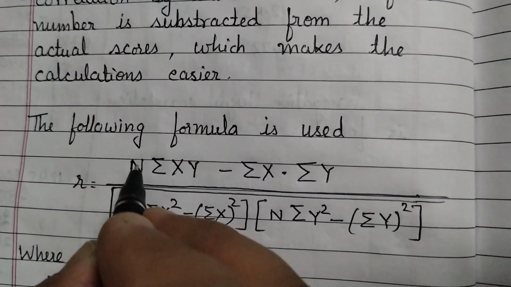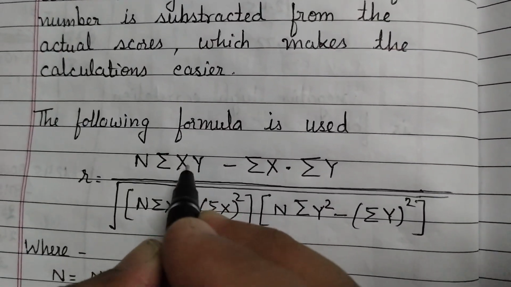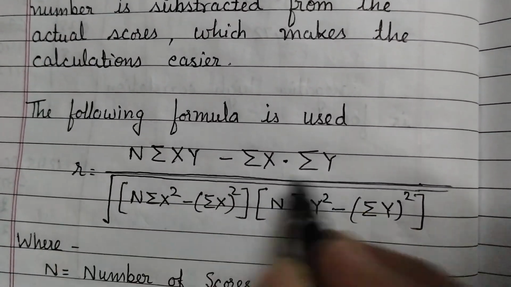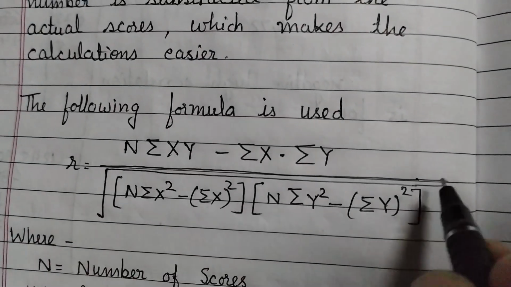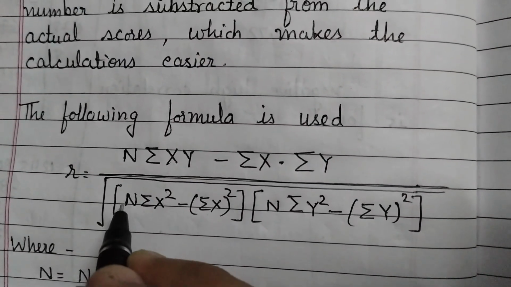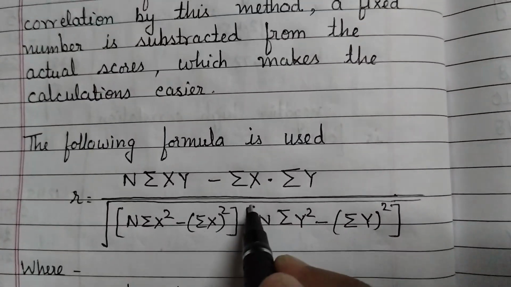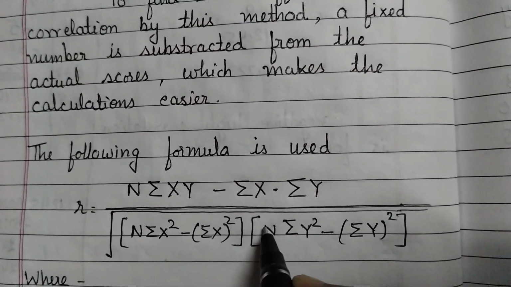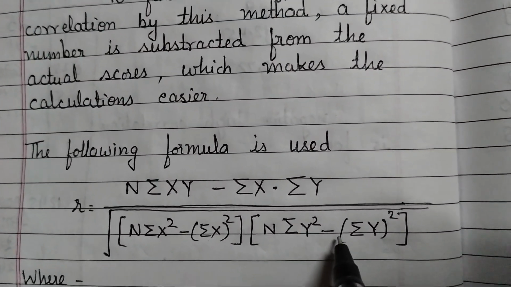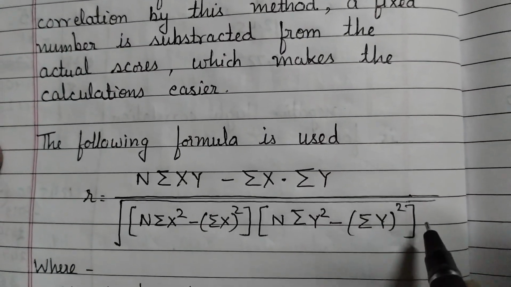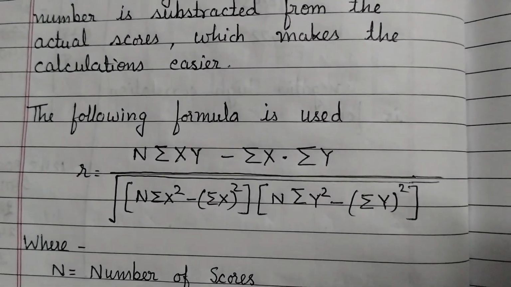r is equal to n multiplied by summation xy minus summation x multiplied by summation y, over the square root of within one bracket n summation x square minus summation x whole square, within the next bracket n multiplied by summation y square minus summation y whole square, bracket close.